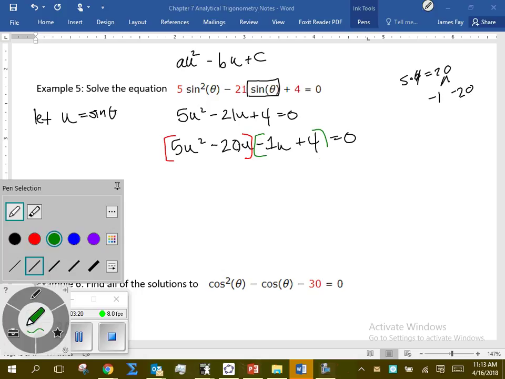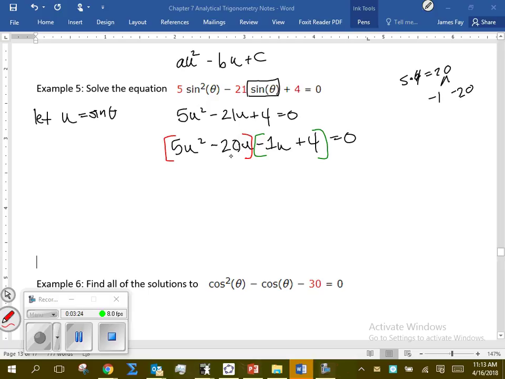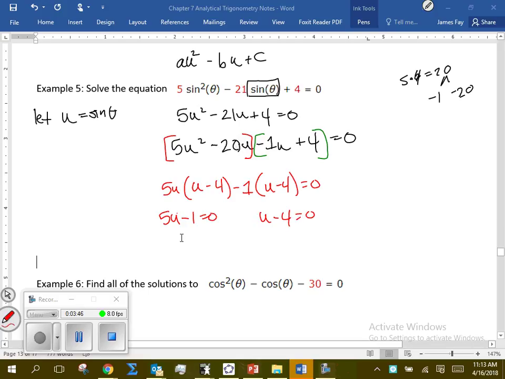We start grouping these things, and we find that in the red arrangement, there should be a 5u in there, right? So that gives me a u minus 4. And then over here, to get u minus 4, I just need to factor out a negative 1. So this will give me 5u minus 1 equals 0, and u minus 4 is equal to 0. U then becomes 1/5, and u becomes 4.